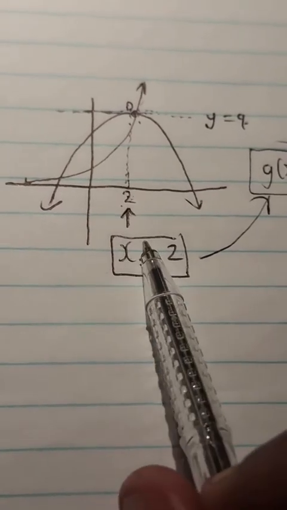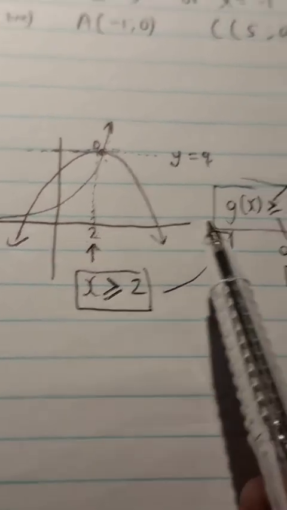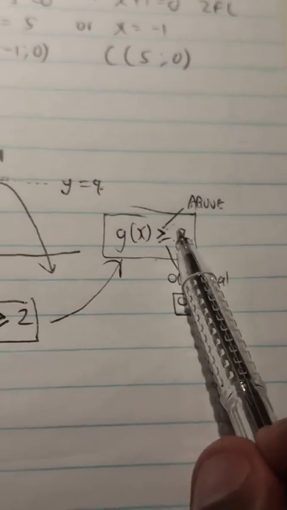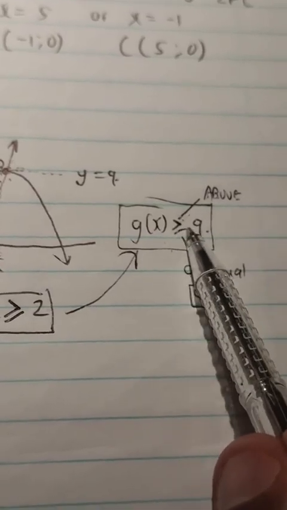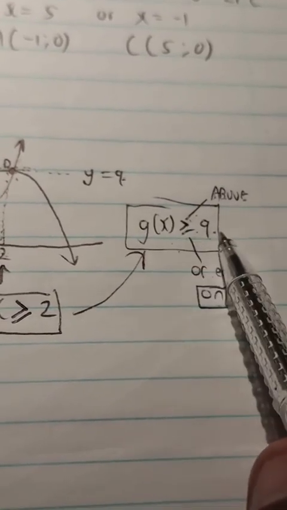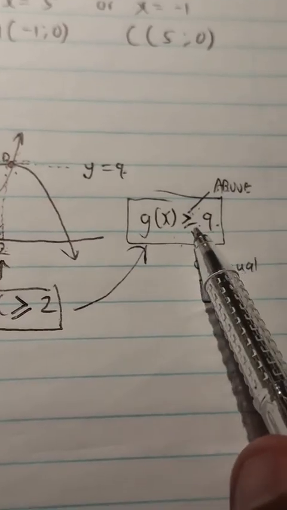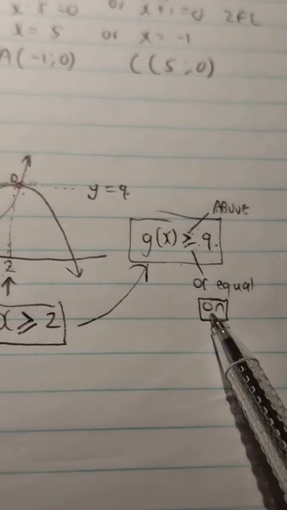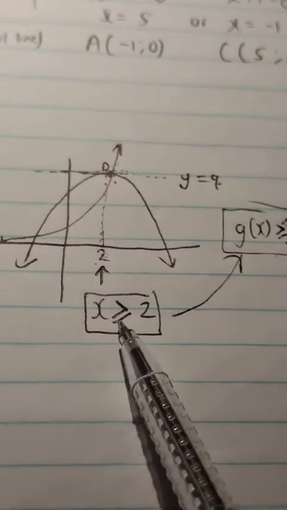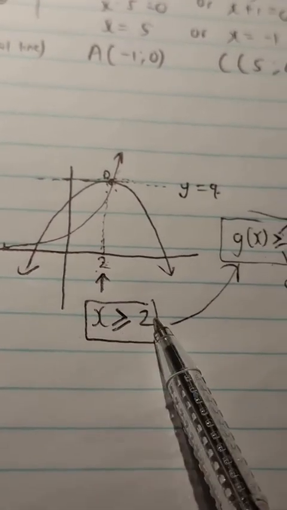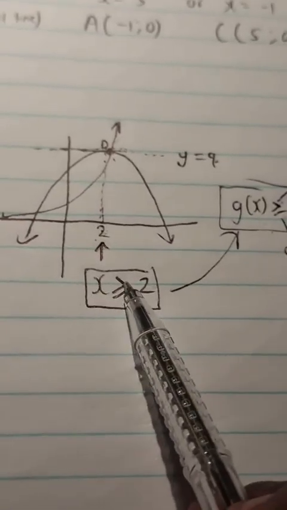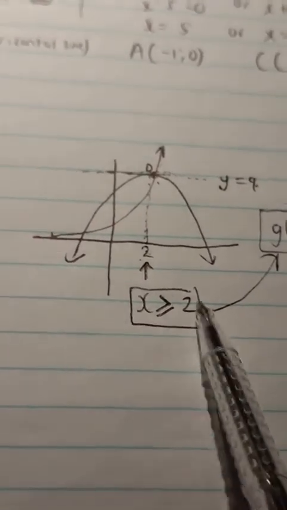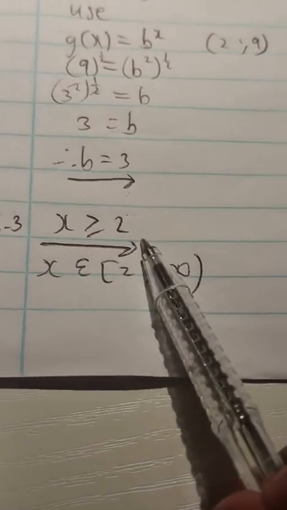But if you say x is greater than or equal to 2, then it means you are accommodating both above 9, where the function g of x is above 9. That's what the greater than means. Where is the function above 9? And where is the function equal or on 9? Where it is equal to 9 is when x is equal to 2. Where is the function above 9? It's when x is greater than 2. So we are accommodating both, and the answer is correct when x is greater than or equal to 2.